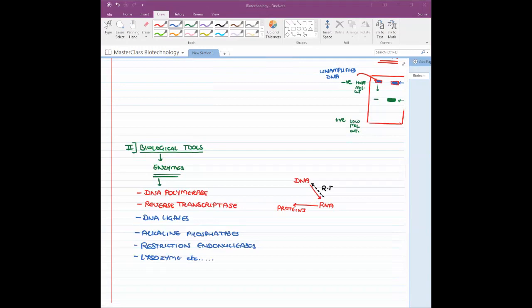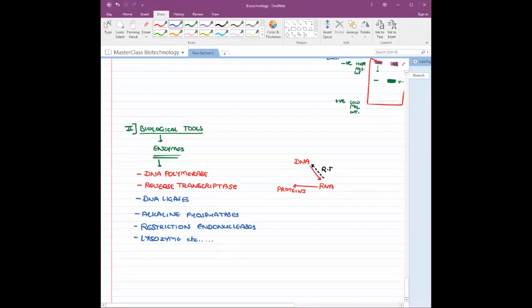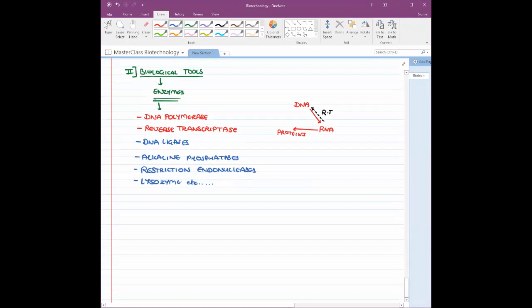What are these restriction endonucleases, and what really happens there? Okay, so let's talk about the restriction endonucleases. Once again, like I said, these restriction endonucleases are going to break down your DNA at certain specific points called restriction sites. And how are they going to break it down, guys? They are going to break down the backbone of the DNA. That means they break down the phosphodiester bond.